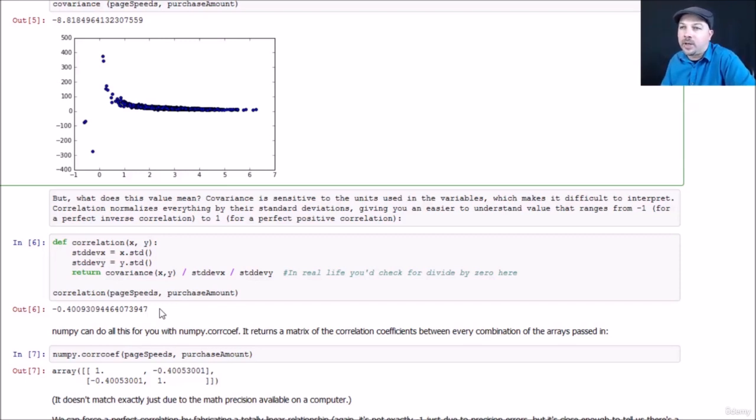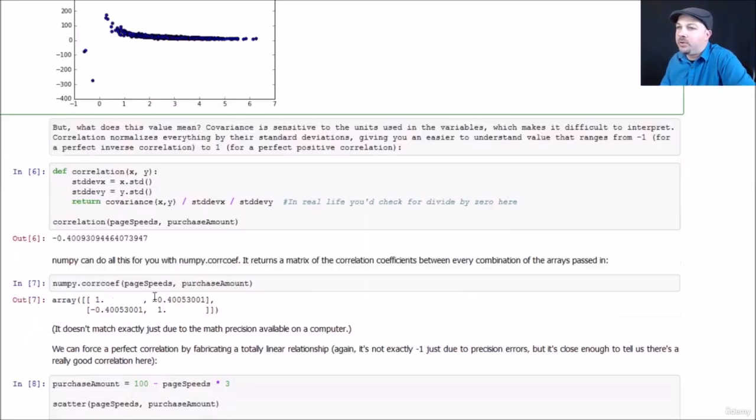It's not a perfect line. That would be -1. But there's something interesting going on there. And again, a -1 correlation coefficient means perfect negative correlation. 0 means no correlation, and 1 means perfect positive correlation.